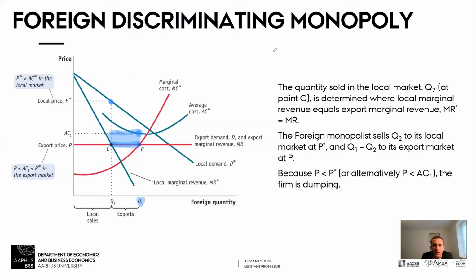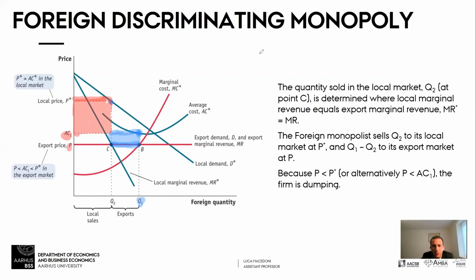Well, let's also look at the profits that we make. We sell at a price P star in the local economy, and the total average cost is AC1. So the positive component of the profits that we make is this red rectangle here. So basically our total profits are the red rectangle minus the blue rectangle. So you might say, well, what if we ignore the foreign economy, right? Because by exporting the good at a price P, we are making a loss.